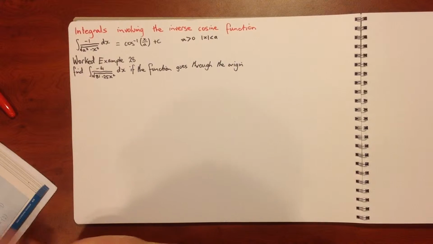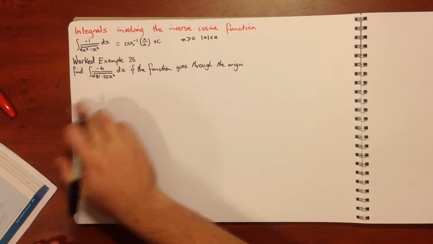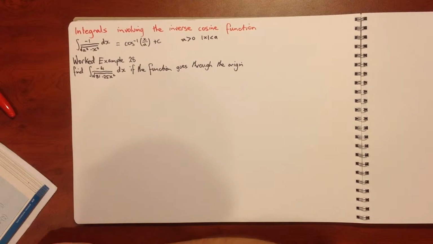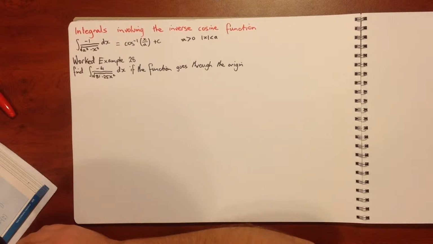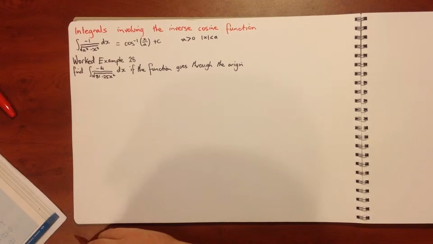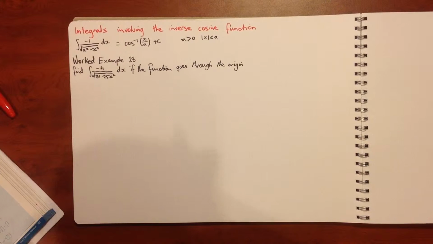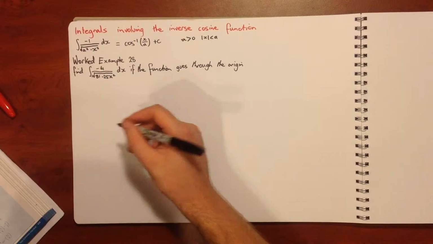So we're having a look at worked example 28. I've simplified the question a little bit, saying that we need to find the integral of minus 4 on the square root of 81 minus 25x squared dx if the function goes through the origin. What we need to do is recognise that the gradient of a curve is given by dy dx. So we need to do a substitution.